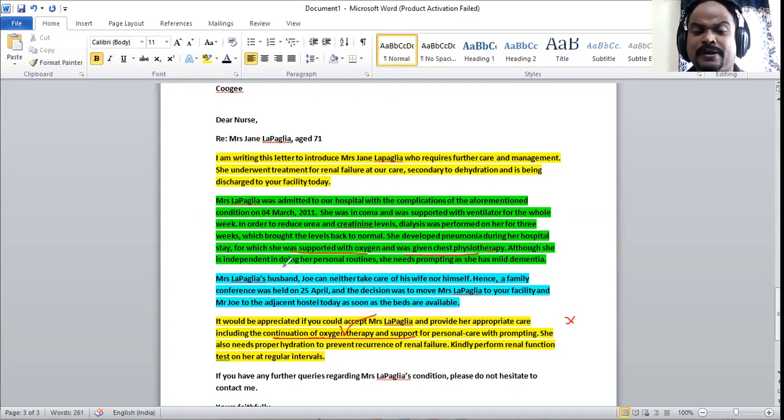Although she is independent in doing her personal routines, she needs prompting as she has mild dementia. So she has mild dementia, and that's why she needs prompting to do her personal routine. She is able to do that, but she needs prompting because she has confusion and she has mild dementia there.